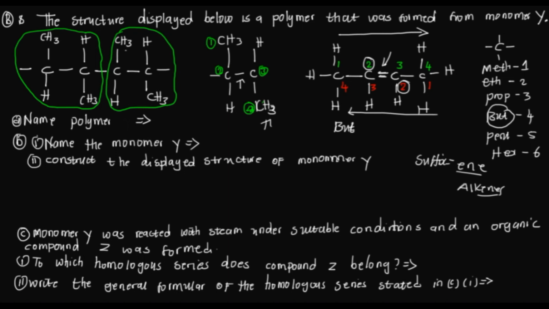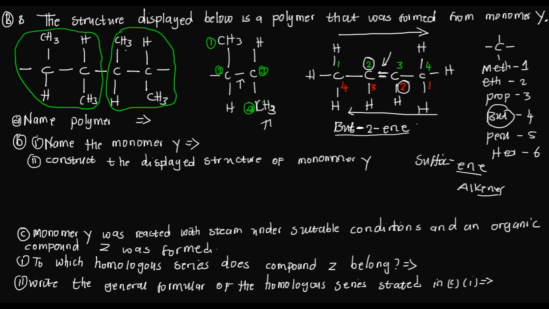But if you have a situation where one direction has the bond on carbon number 2, and the other has the bond on carbon number 3, you always go with the lowest number. But in our case, regardless of the direction that we take, the double bond is on carbon number 2. So we are going to pick our 2 like this. So this is the name of the monomer that was used.